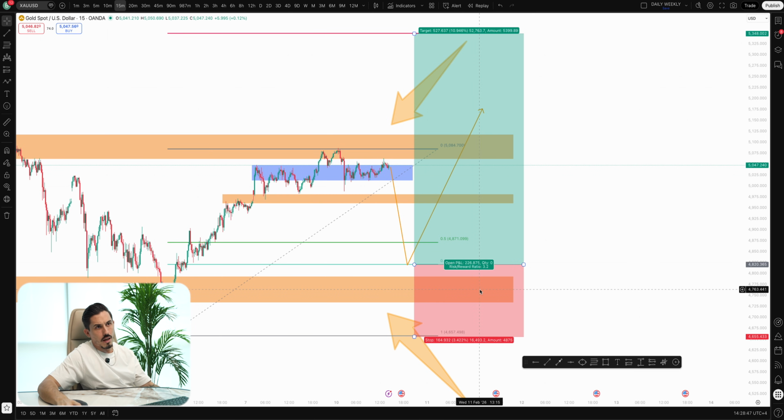Like we've seen some crazy moves. Obviously, this would be a massive move, almost like a $500 move. So again, it could take days to play out, but it could take a couple of hours. We've seen some crazy things in the market.